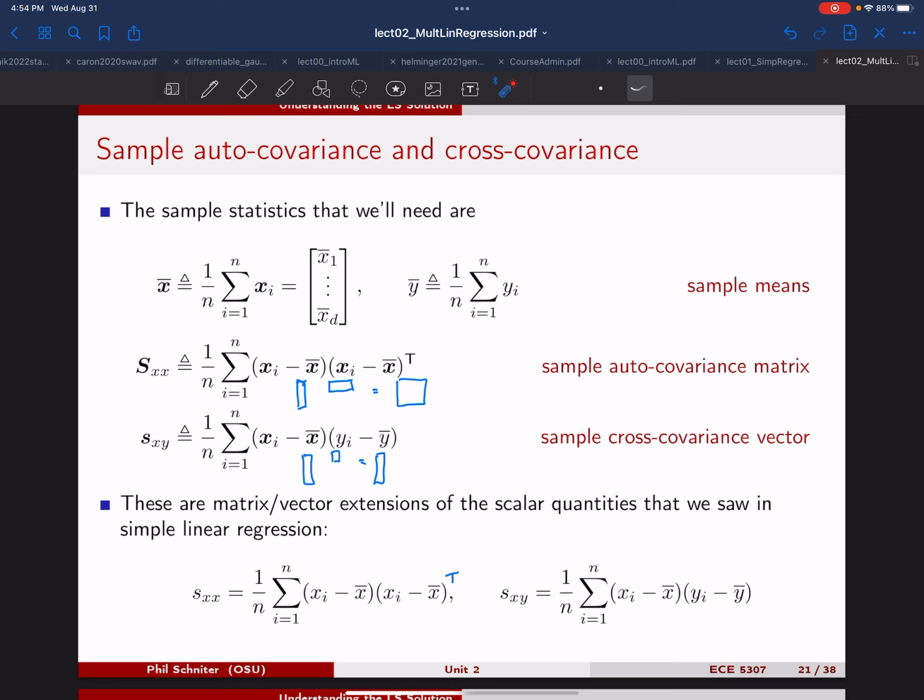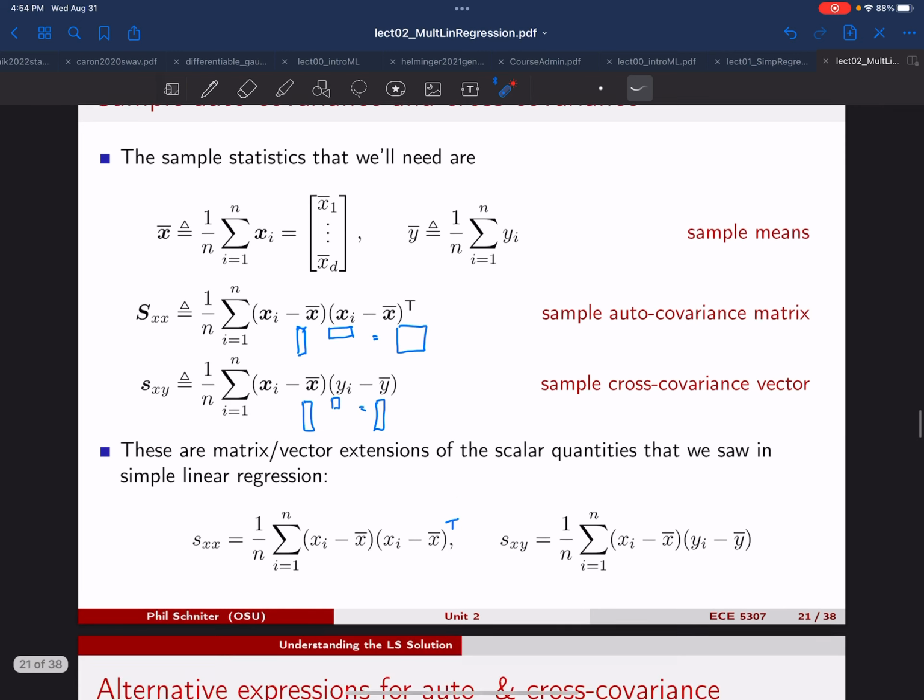Okay, so conceptually, these are very close to what we did before, it's just that now they work with vector valued features, features greater than 1. Okay, everybody good with this?